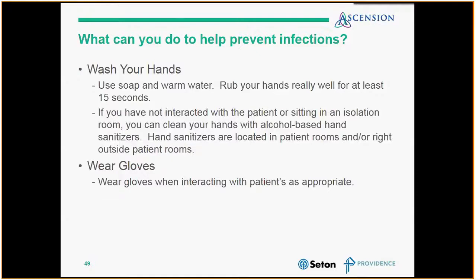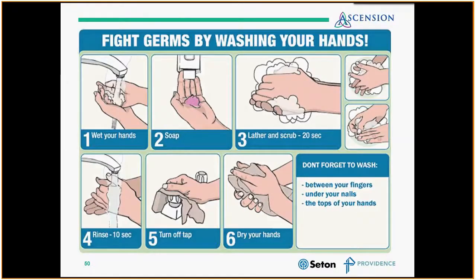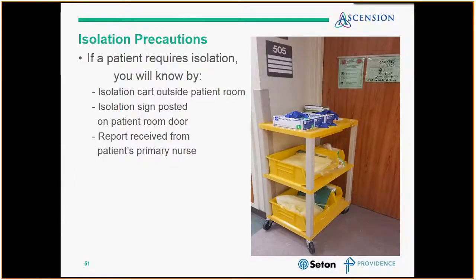You also want to make sure you wear gloves when interacting with the patient. This is just a demonstration on how to properly wash your hands. If your patient requires isolation, you will know by an isolation card outside the patient room. They look something like this. They're usually yellow. At the top, you will have your gloves and mask. The next row will have your yellow isolation gown, and then at the bottom, different information.